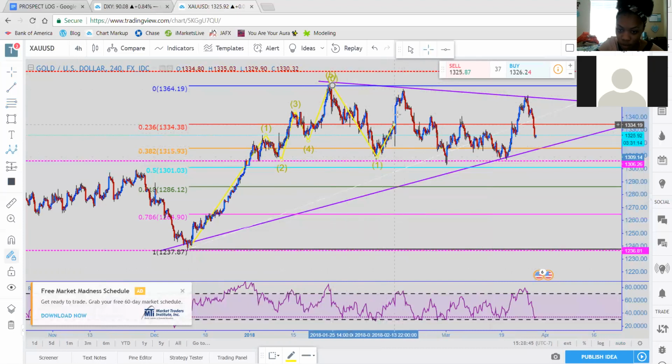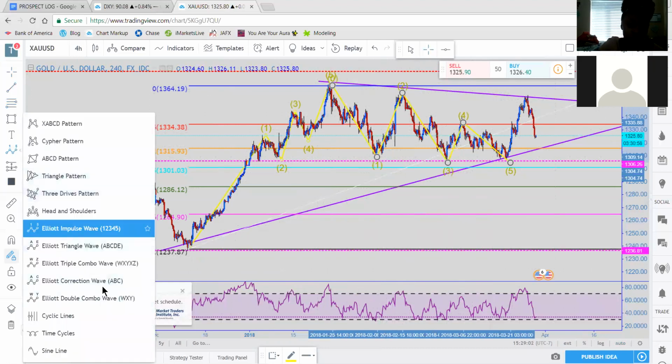This is a slight correction here. Then you got another impulse down. You have an impulse here or a correction here. Then we have impulse down. Market moves in waves regardless. So now this is what we call a correction wave.